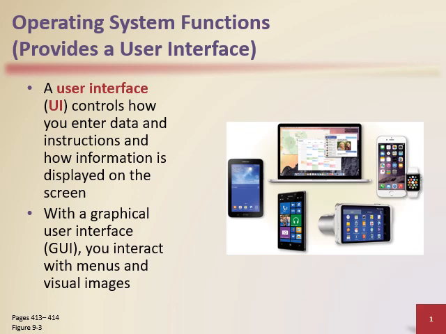So there are two types of operating system user interfaces, that is, the graphical and command line. The one we use is the graphical user interface, that is the GUI. This user interface controls how you enter data and instructions and how the information is displayed on the screen. This graphical user interface has made our life so easy. With the graphical user interface, we can interact with menus and visual images.